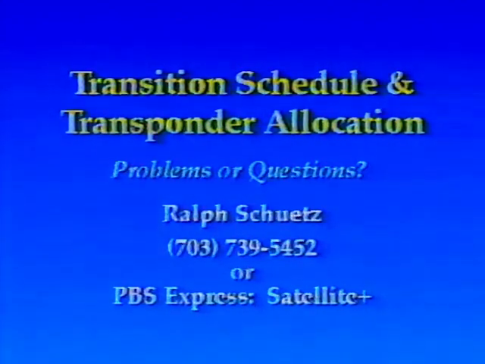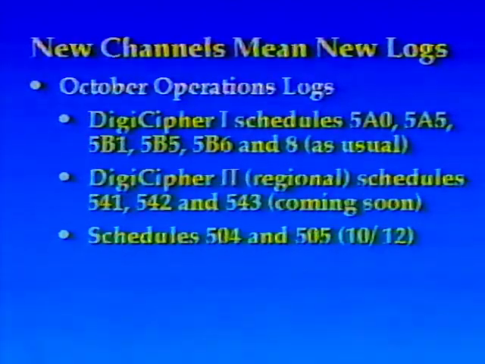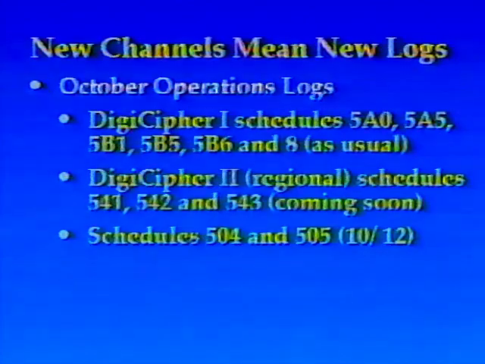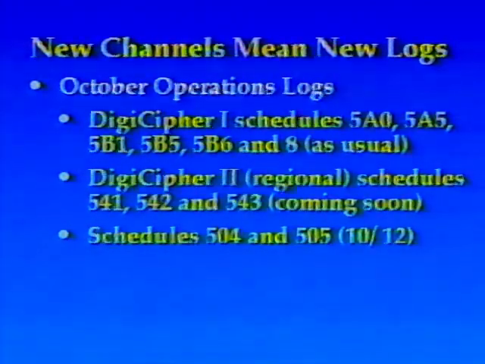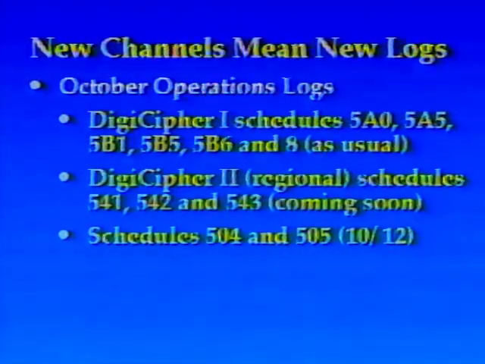Let me just do a couple slides that pick up the issues that Nick Agresti talked about last week. New channel, or 2 weeks ago now. New channels are going to mean new logs. In October, you've already seen your operations logs issued for schedules 5A0, 5A5, 5B1, 5B5, and 5B6, and the analog schedule 8. Those are the ones that you're used to, and for the month of October, whether you're receiving Digicipher I or Digicipher II, and whichever satellite you're looking at, we will simply continue to update those schedules.